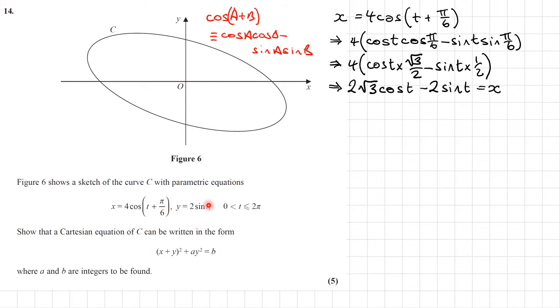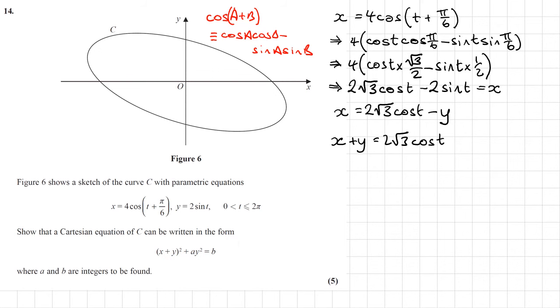Now y is equal to 2 sine t. Now we've got 2 sine t here, haven't we? So what we can do is we can write x is equal to 2 root 3 cos t minus y. Right, now at this point we want to start looking at what we want to get to. So rather than just saying, right, let's carry on substituting, let's start to try and make this look like this. So I can take this y to the other side, so I've got x plus y is equal to 2 root 3 cos t. Now can you see this is all squared here?